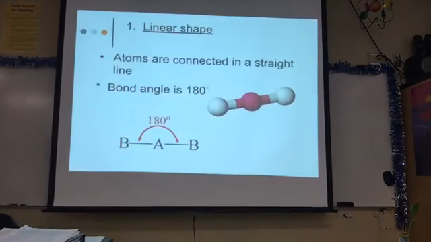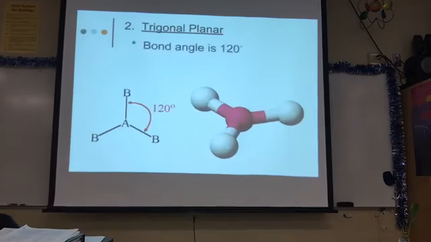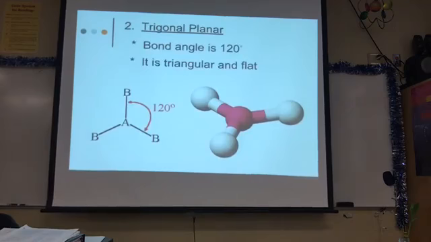Okay? The next one is trigonal planar. It is triangular and flat. That's what makes it trigonal. It has 3 sides to it. What do I do with my trigonal planar? Oh, here it is. This is what a trigonal planar looks like.